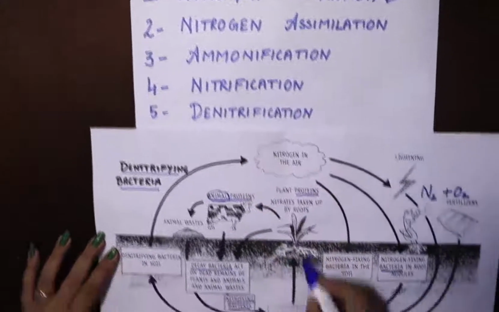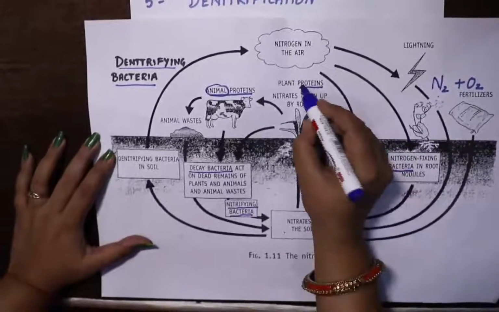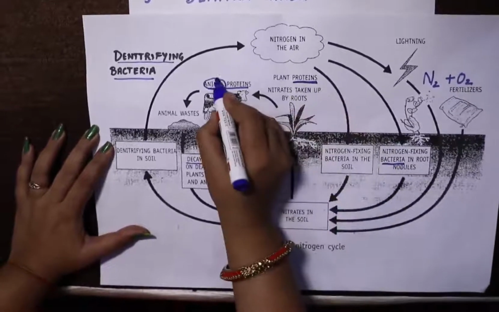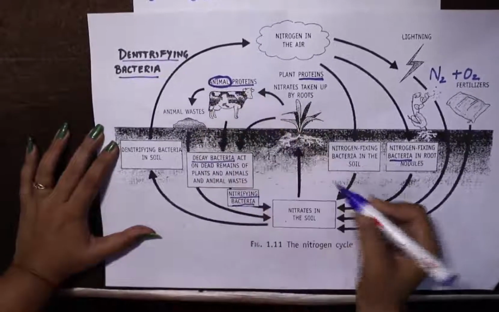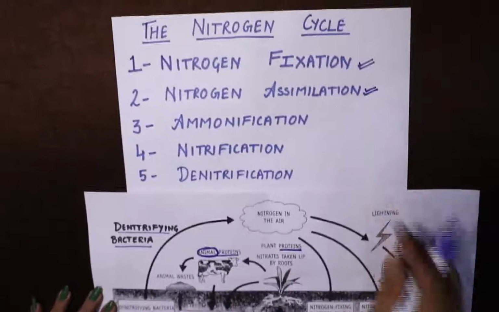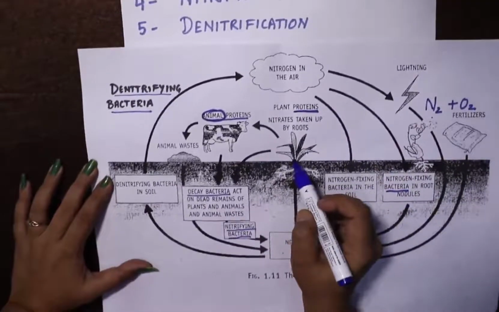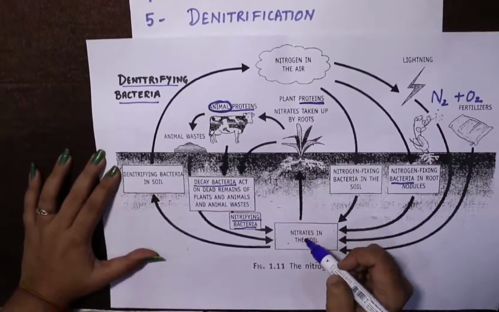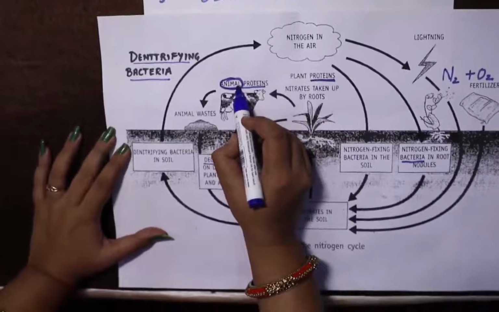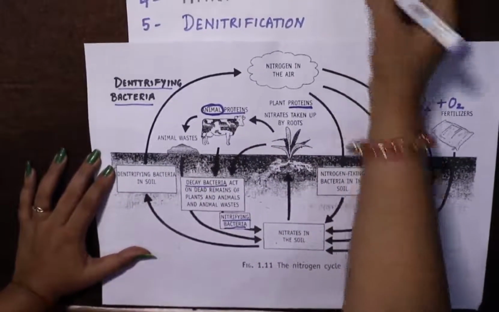Now, the plants absorb these nitrates present in the soil and convert them into plant proteins. Now, these proteins are taken up by the animals as food. So this process is known as nitrogen assimilation. How can we define it? It is the process of conversion of inorganic nitrogen compounds into organic compounds so that they become a part of living organisms.